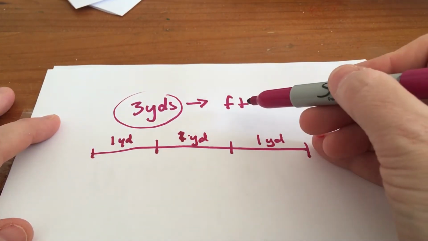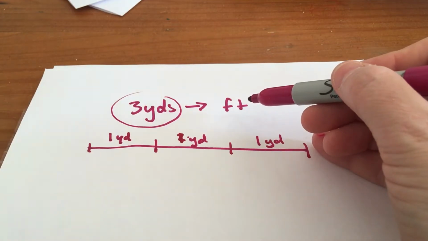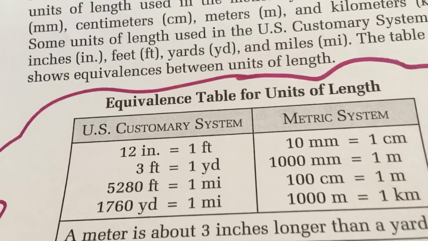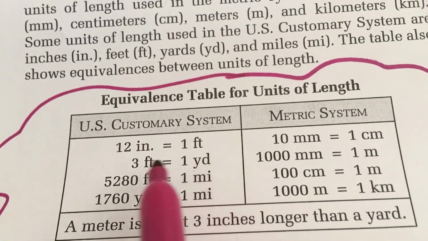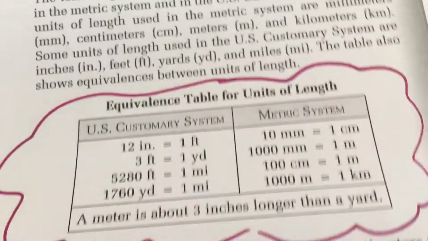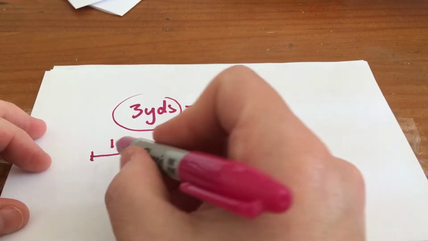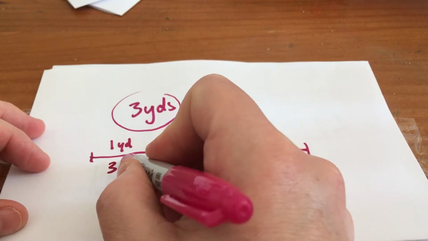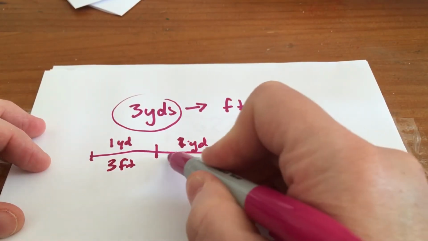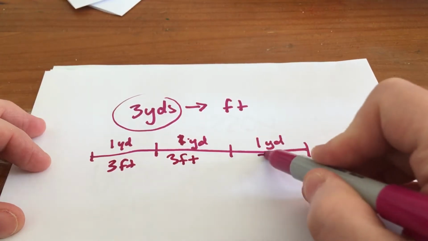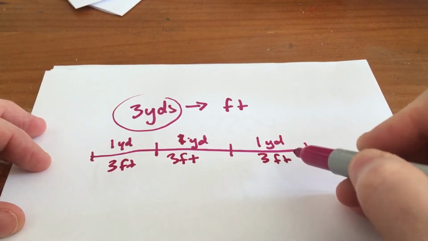And then they want us to change it to feet. Well, let's look at our table, and let's find where they have yards and feet. And we see it right here. 1 yard is equal to 3 feet. So underneath each yard, 1 yard is equal to 3 feet.